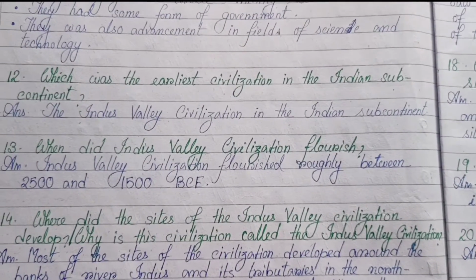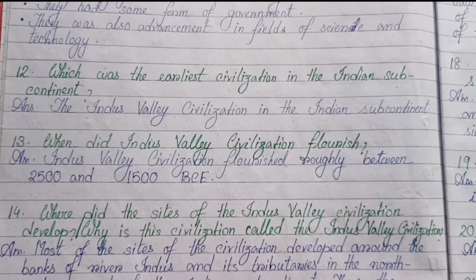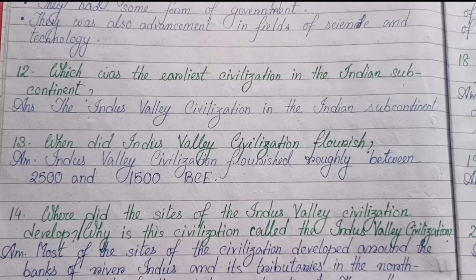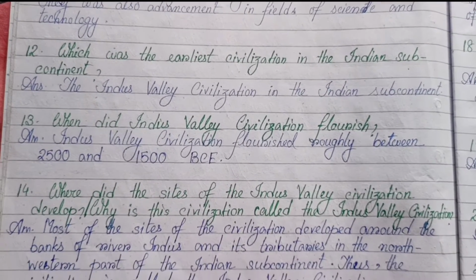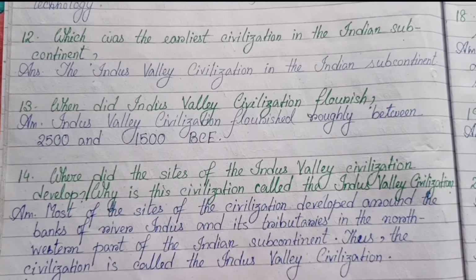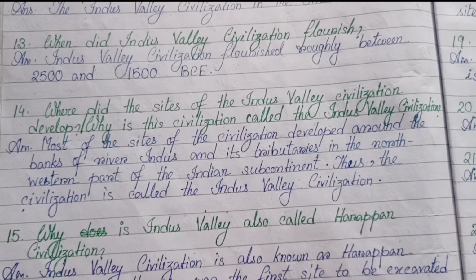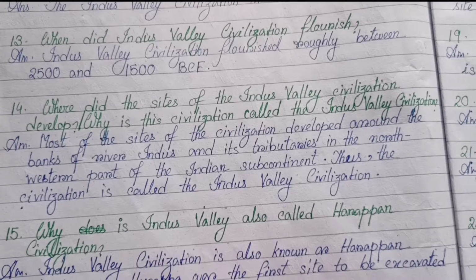Next question. Which was the earliest civilization in the Indian subcontinent? The Indus Valley Civilization. Number 13. When did Indus Valley Civilization flourish? Indus Valley Civilization flourished roughly between 2500 and 1500 BC.